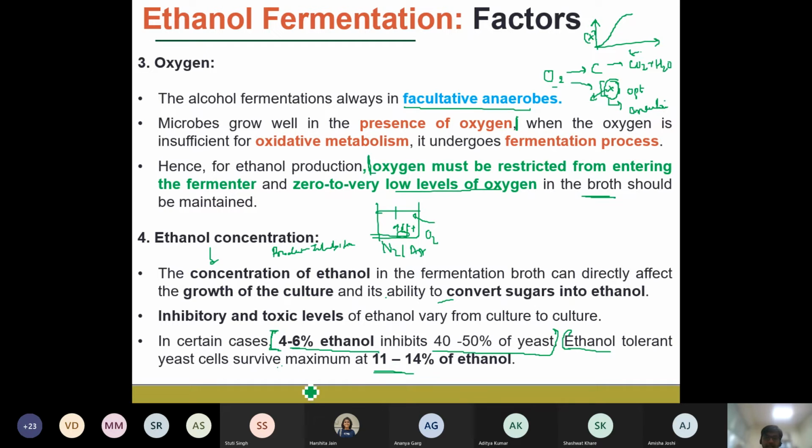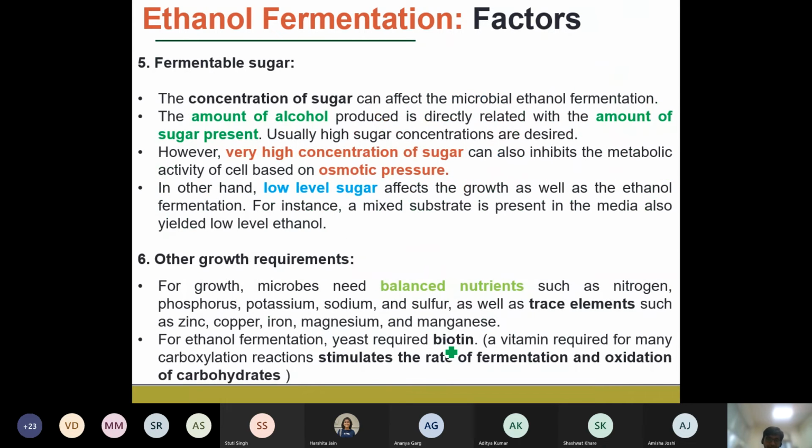Okay, so that it doesn't overshoot this value. Once it overshoots this value, what is going to happen? It is going to kill these yeasts, and the productivity will decrease. For example, 4 to 6% of ethanol actually inhibits 40 to 50% of the yeast. If 50% of the cells die, this is going to severely affect the fermentation process and the productivity as such.